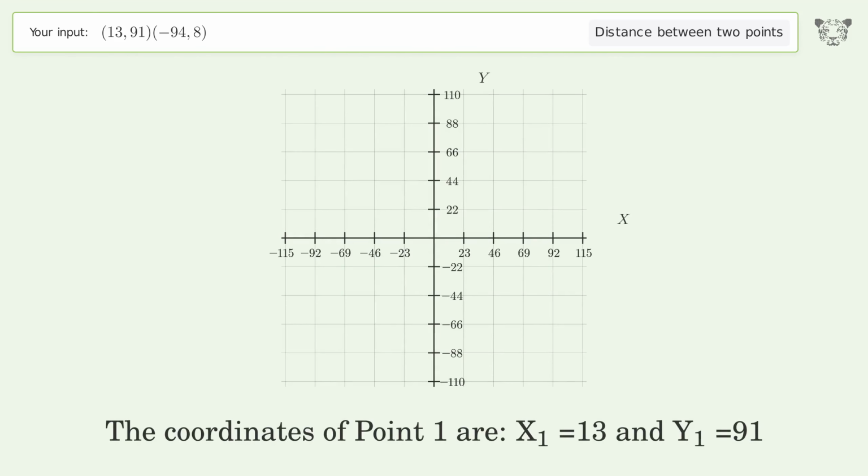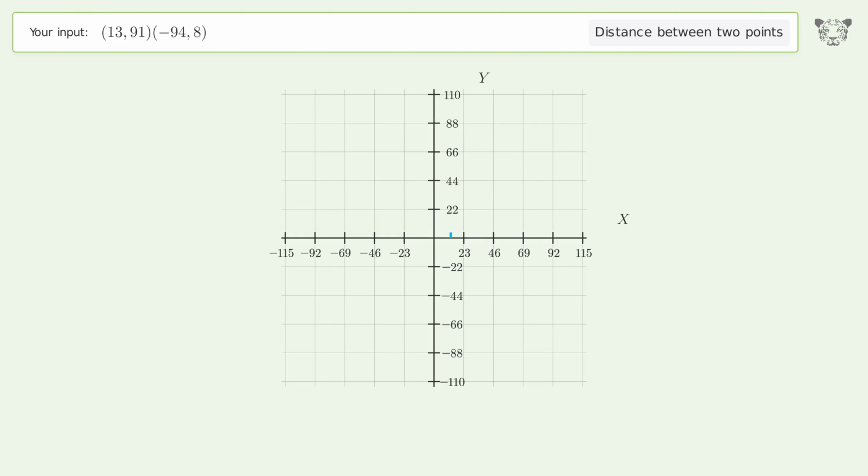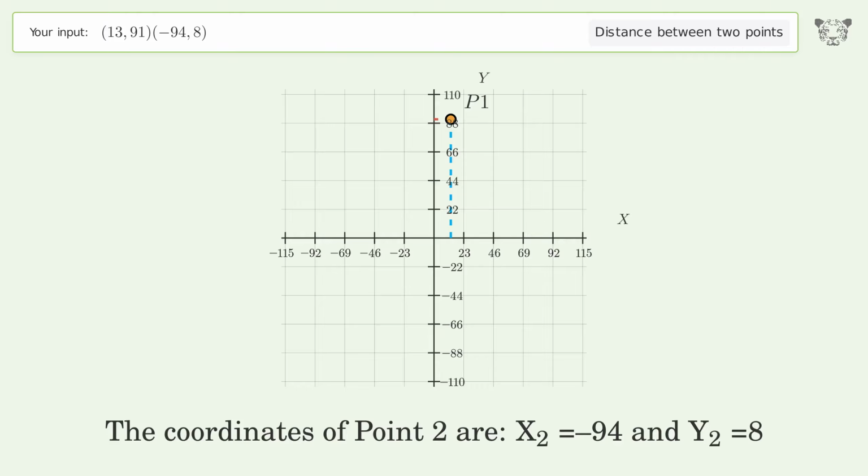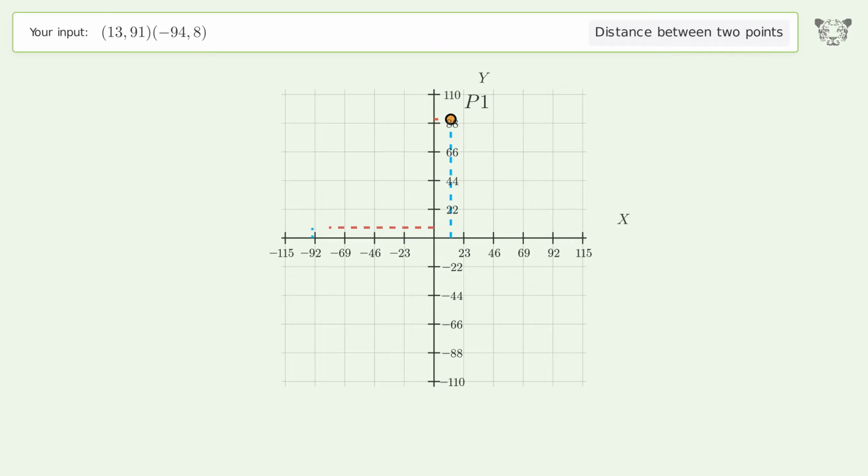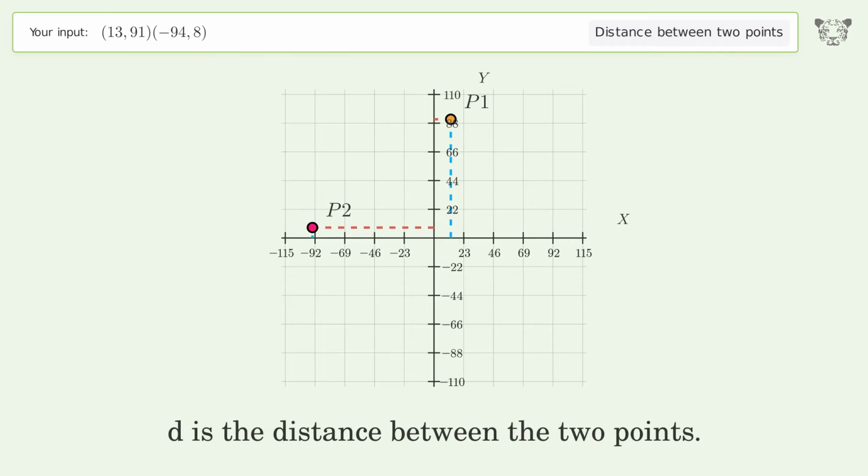The coordinates of point 1 are x1 equals 13 and y1 equals 91. The coordinates of point 2 are x2 equals negative 94 and y2 equals 8. D is the distance between the 2 points.